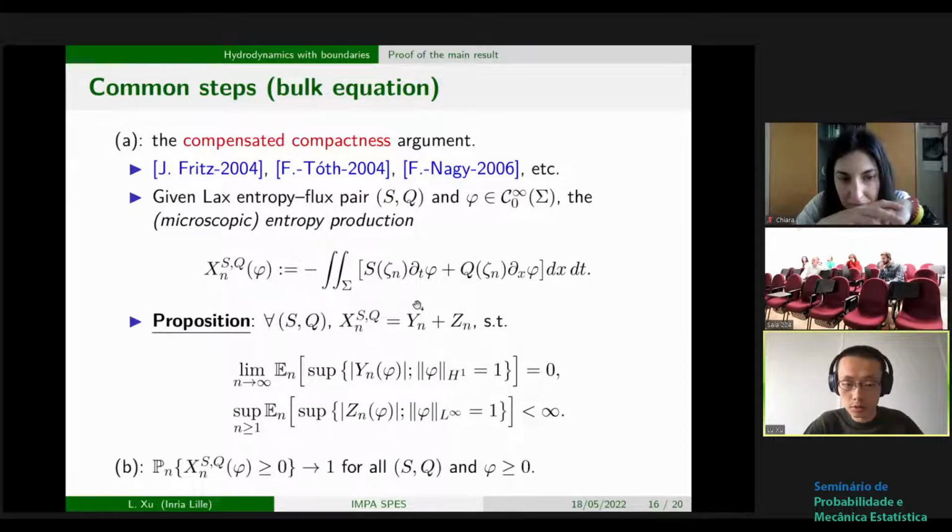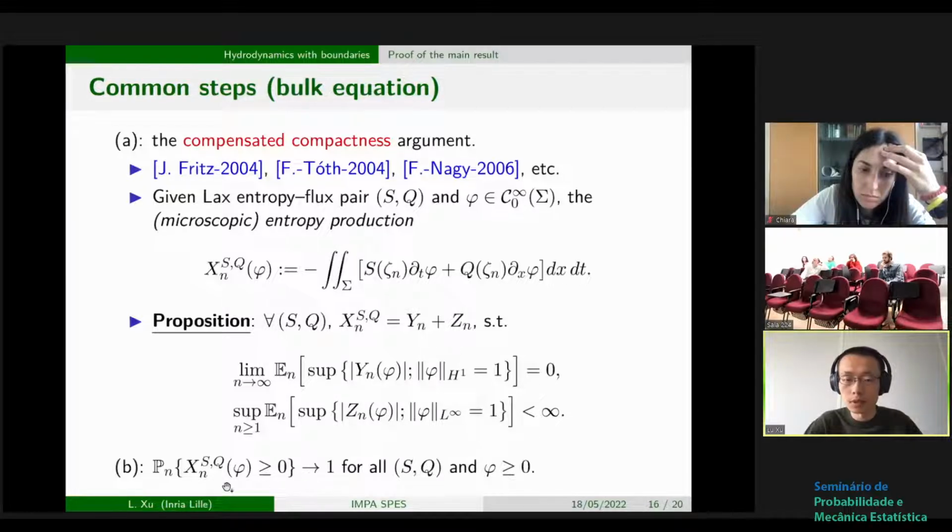This is something actually already done before. And the second step is to verify the entropy inequality, which is simple because we already studied this thing. And what we need is just to say that this has a sign. And this one is basically very simple following the first step. And all these two steps have nothing to do with the boundary condition.